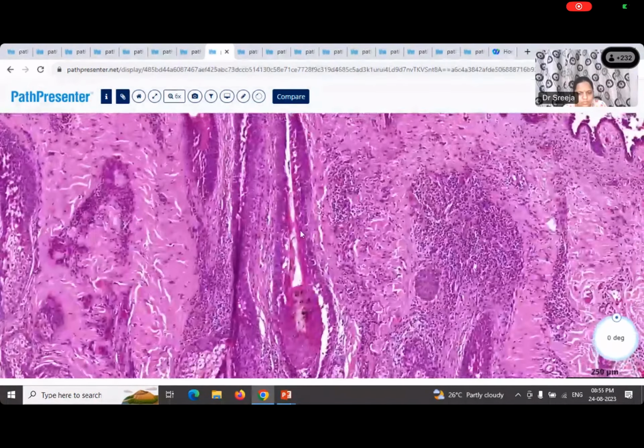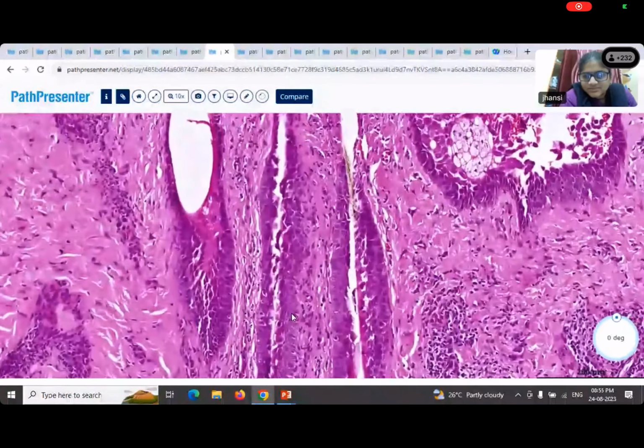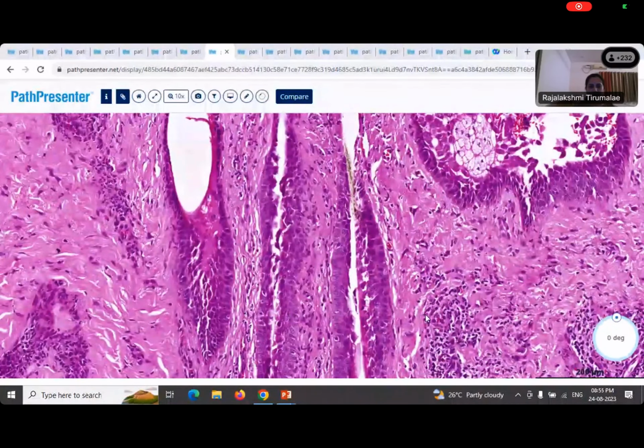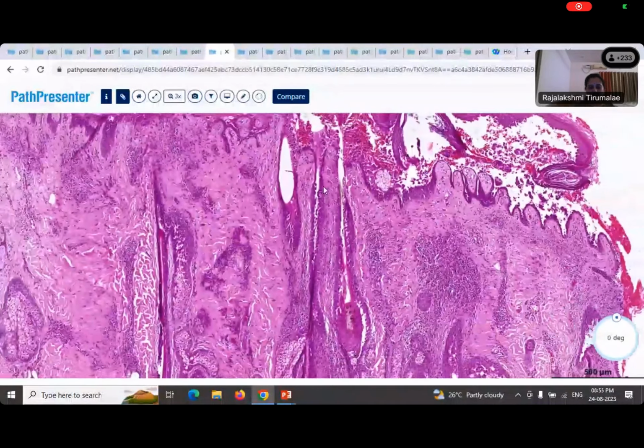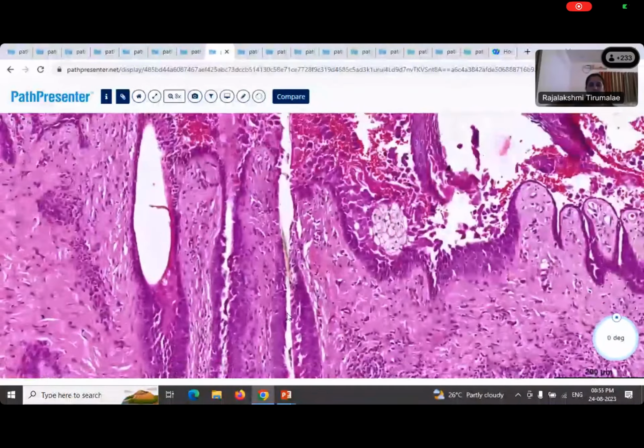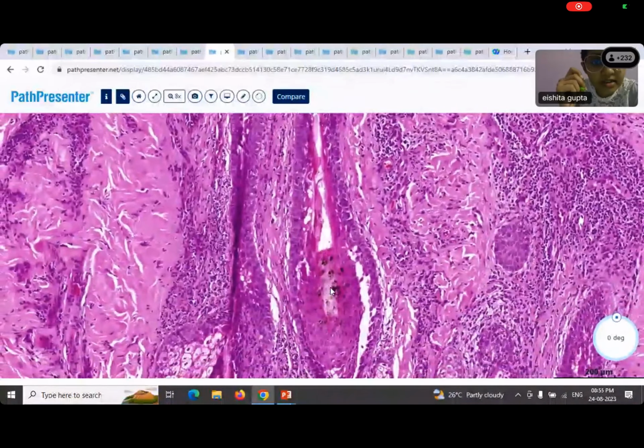Anything else? I'm showing you something. What is happening here? What structure is this? Hair follicle, right? So what's happened to this hair follicle? Is it looking normal? No, ma'am, it is compressed. What is happening here?